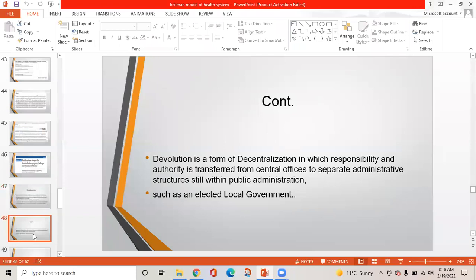Devolution is a form of decentralization in which responsibility and authority is transferred from central offices to separate administrative structures within public administration, such as elected local government.